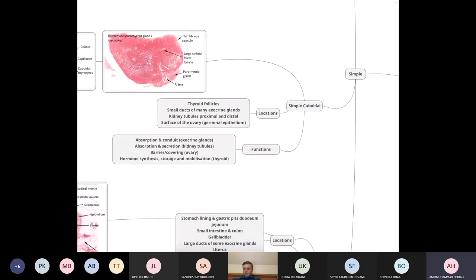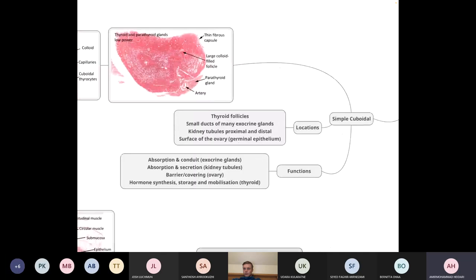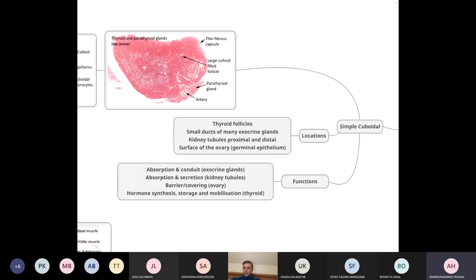Okay, so the next one is simple cuboidal. If you have any questions, by the way, please do ask them. I'm more than happy to answer them. I've mentioned that simple cuboidal are important for secretions, sometimes absorptions as well.